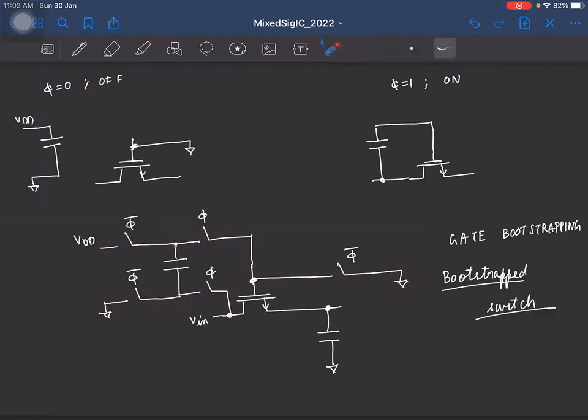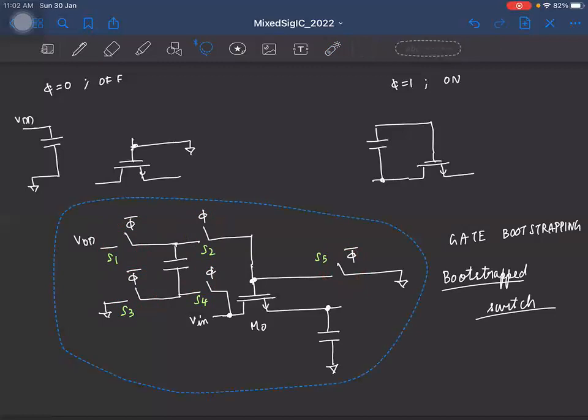So now let's see how to implement these extra 5 switches, right? So let me just name these. So I'll call this M0. And let's say this is S1, S2, S3, S4, and S5. Okay. Let me just copy paste this.